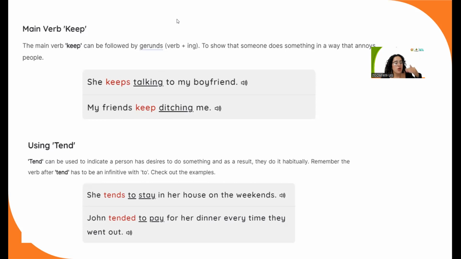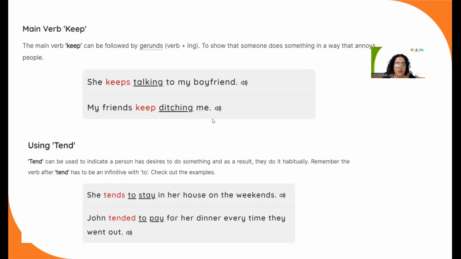And then we have the verb tend. What is the use of tend? This is used to indicate that a person has the desire to do something and as a result, they do it habitually, no? Tiende a, tends to. So when we use the verb tend, we have to use the verb in infinitive form with to. Tiende a y el verbo, okay? Tends to or tended to.